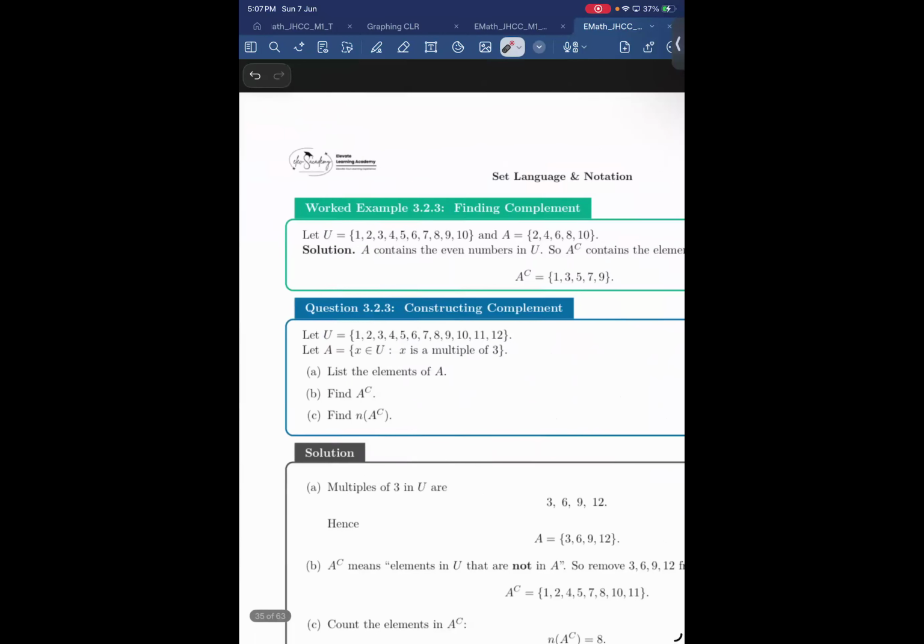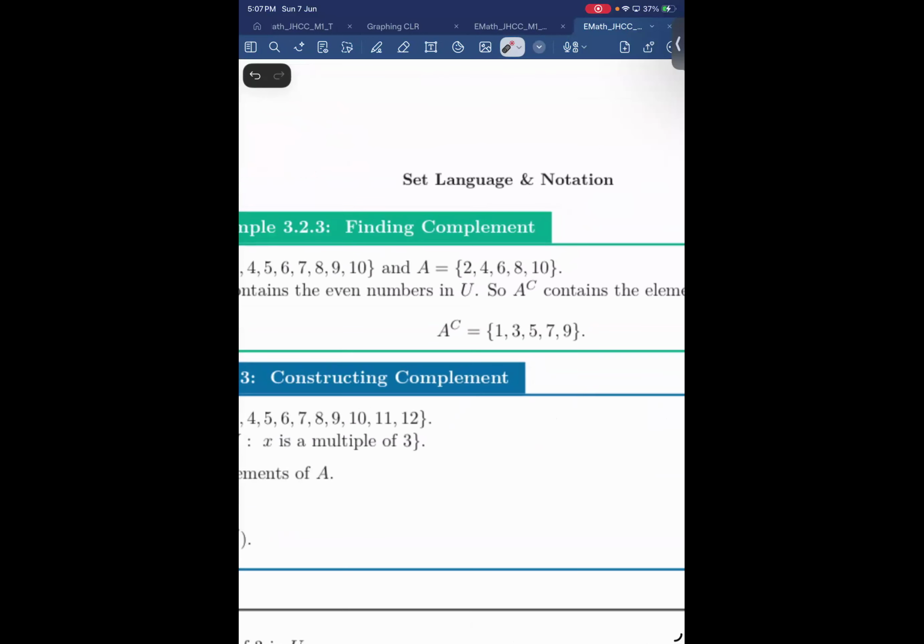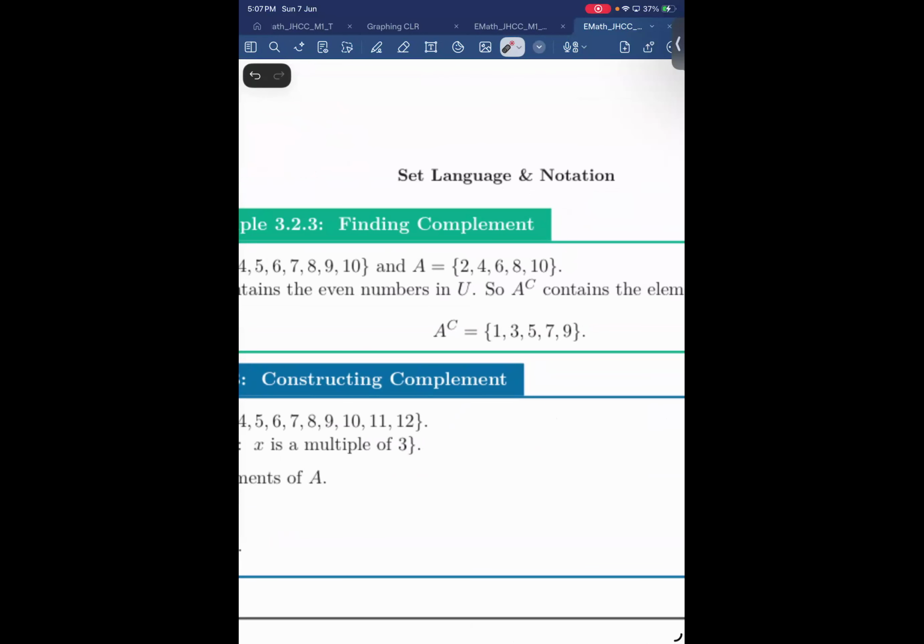So for example, let U be 1 all the way to 10 and A be 2, 4, 6, 8, 10. If we want to find A complement, then it's elements of the universal set that are not inside A, everything outside of A. So in this case, it'll be 1, 3, 5, 7, 9, the numbers that are not inside A.